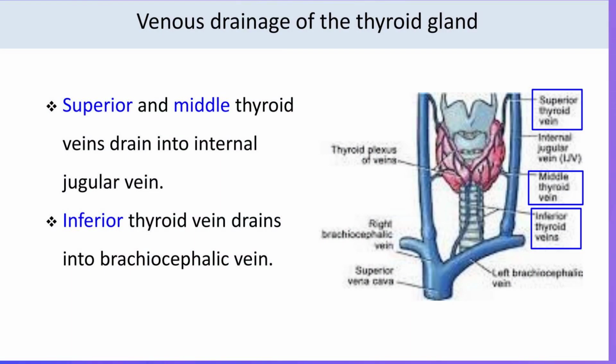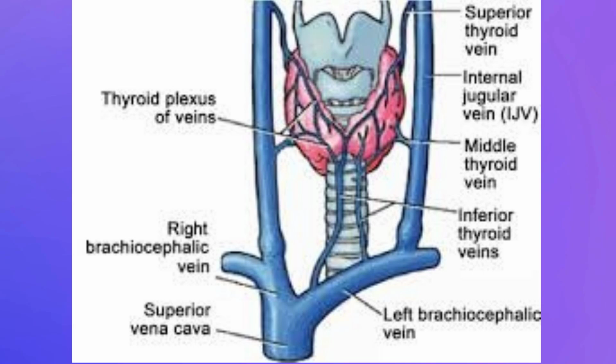The venous drainage of the thyroid gland largely mirrors its arterial supply. The superior thyroid vein accompanies the superior thyroid artery and drains into the internal jugular vein. The middle thyroid vein, which is often the largest, drains directly into the internal jugular vein. The inferior thyroid veins, typically multiple, descend from the lower pole of the gland and drain into the brachiocephalic veins. These veins form a rich plexus on the surface of the gland, ensuring efficient removal of blood and hormones.